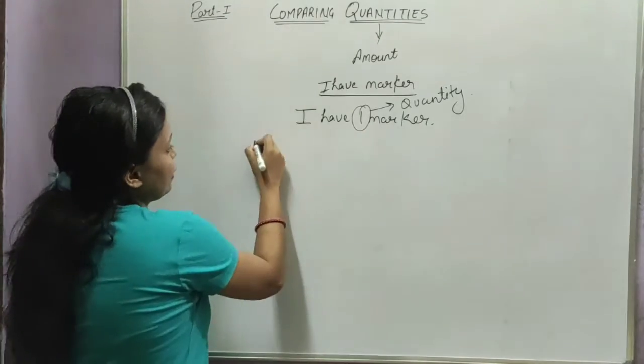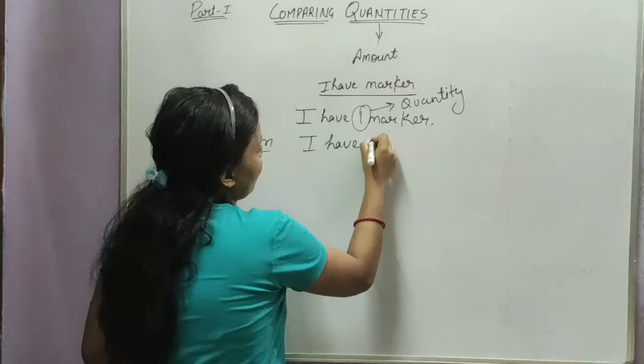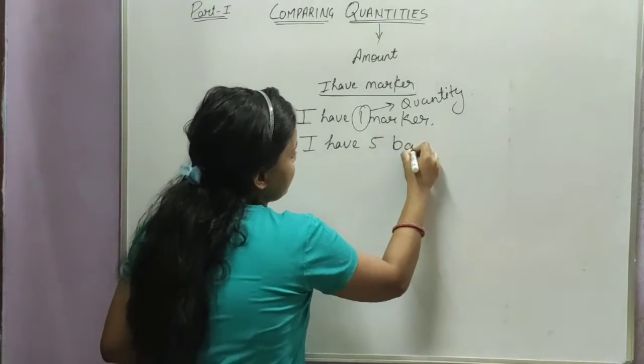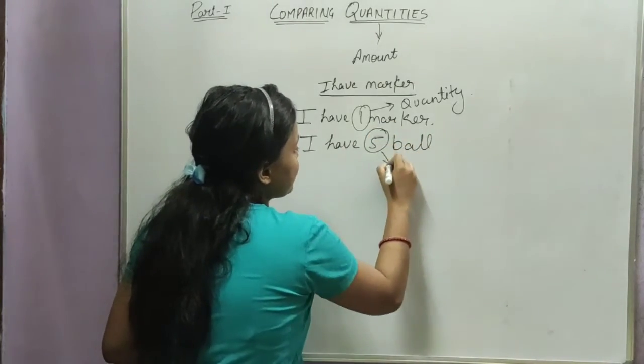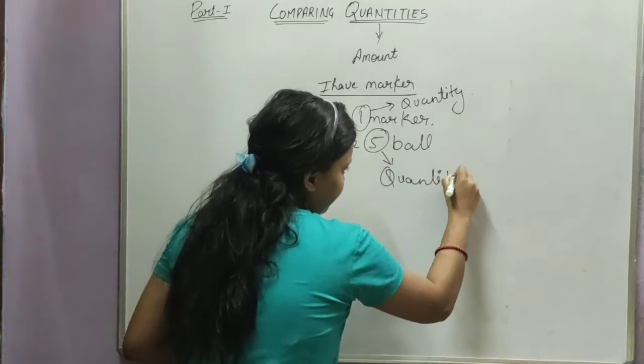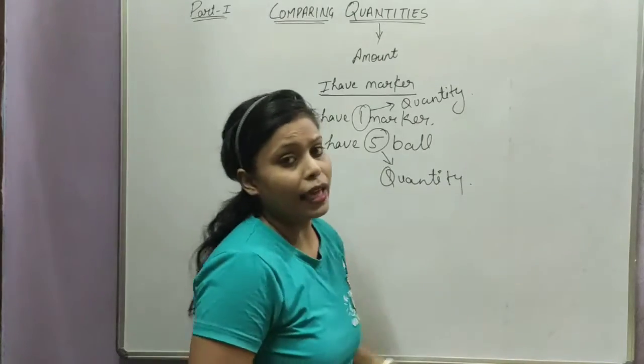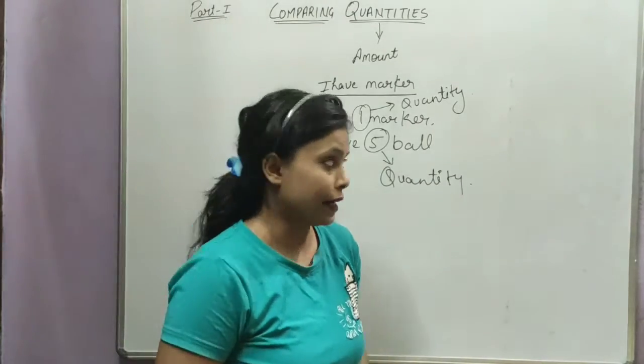Okay, let's take another example. Like I have 5 balls. So here 5 is representing what? Quantity. But these quantities can have different criteria.